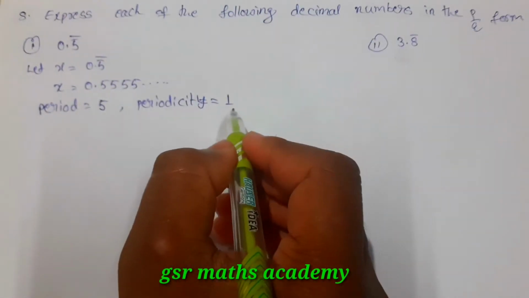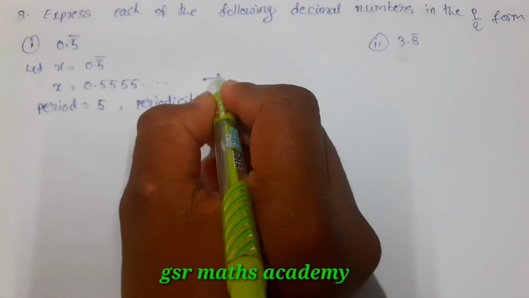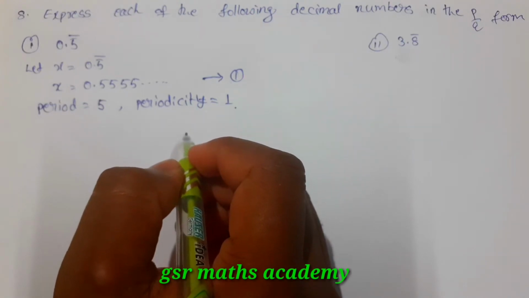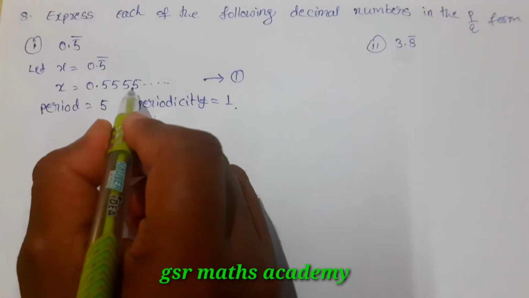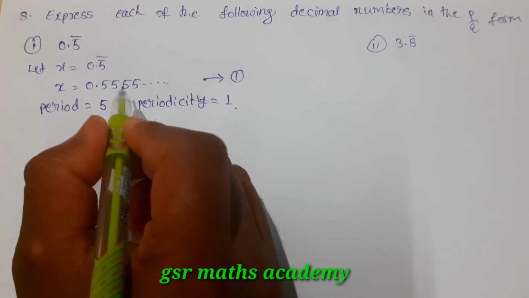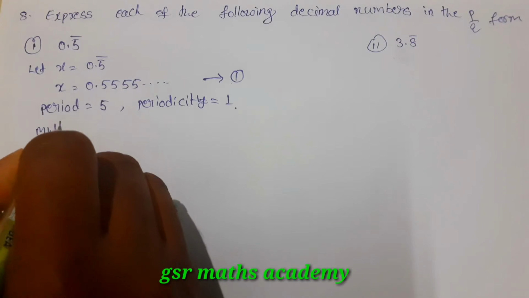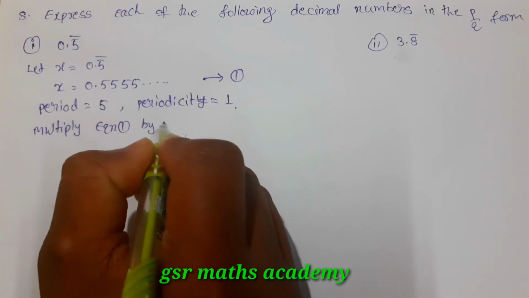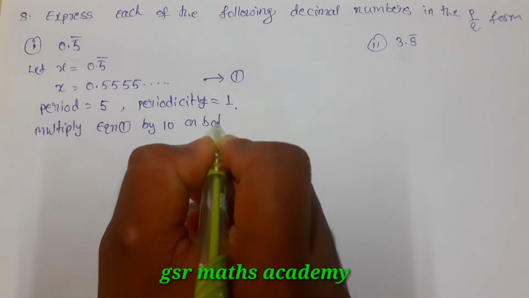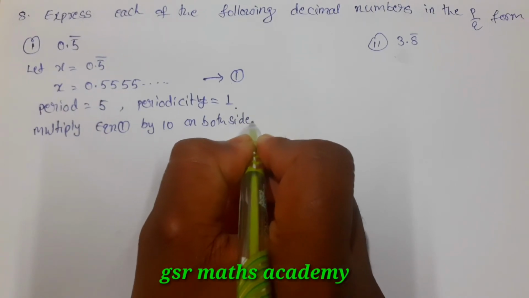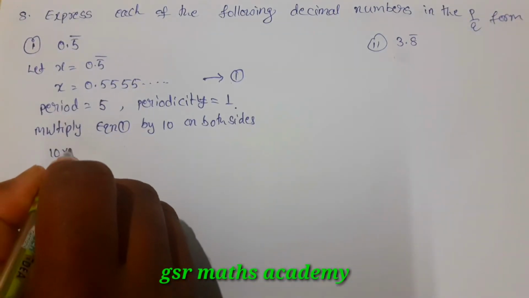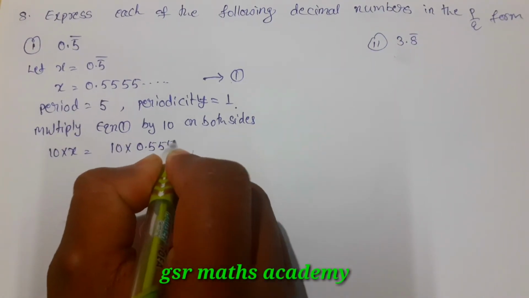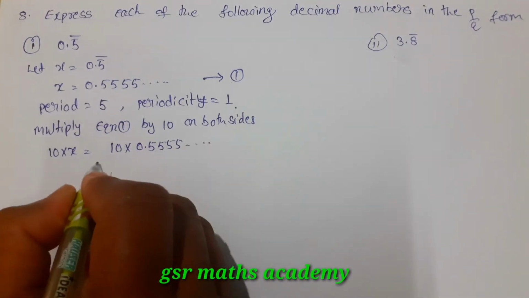Periodicity is equal to 1. If periodicity is equal to 1, then this equation 1 has to be multiplied by 10 to the power of 1. 10 to the power of 1 means 10. That means this equation 1 should be multiplied by 10 on both sides. So multiply equation 1 by 10 on both sides. On doing this, 10 into x is equal to 10 into 0.555 and so on.